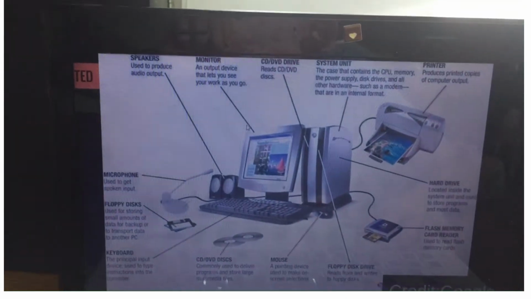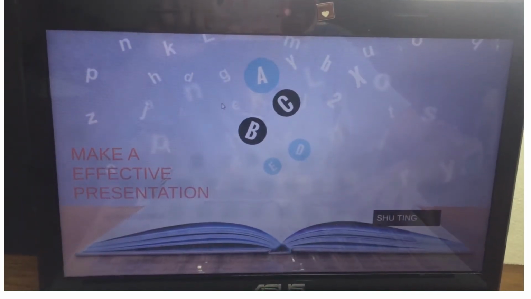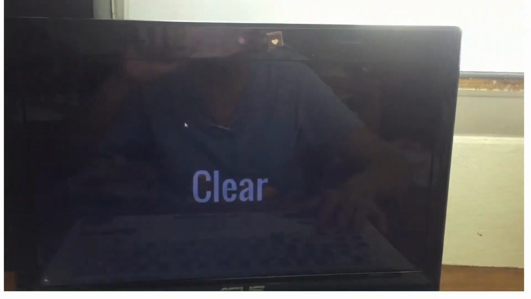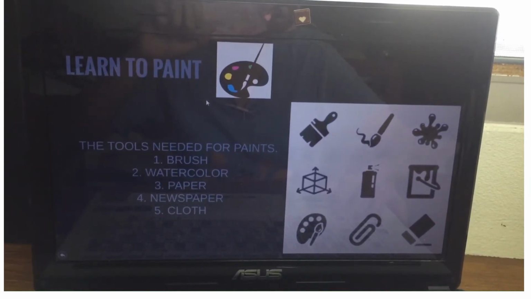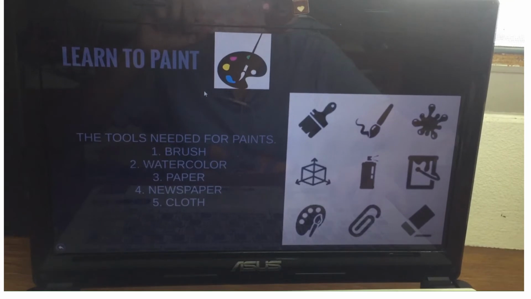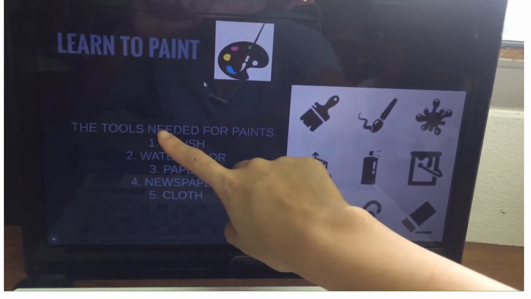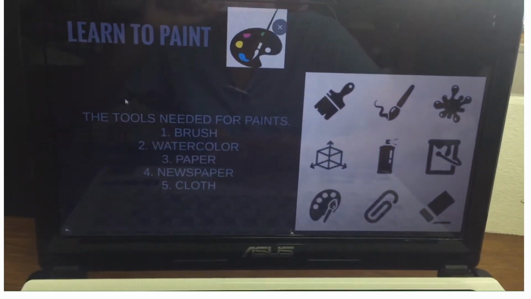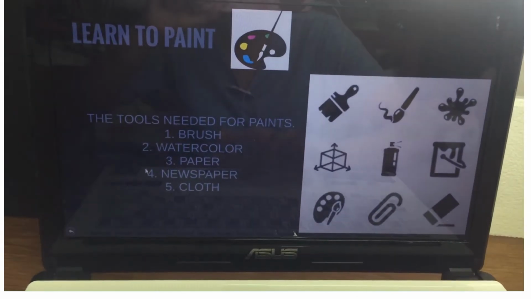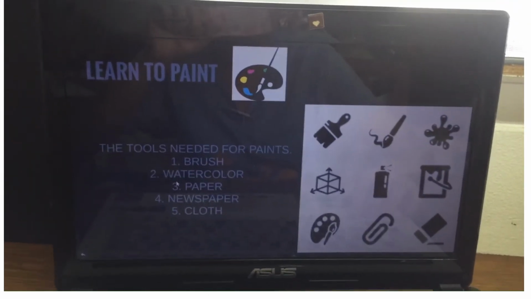So the fourth key is make it clear. So how to make it clear is, see again this picture. We have to make it clear by listing down the first brush, second, third, fourth, five. We use the bolding. Right. So it will help the audience to understand well.